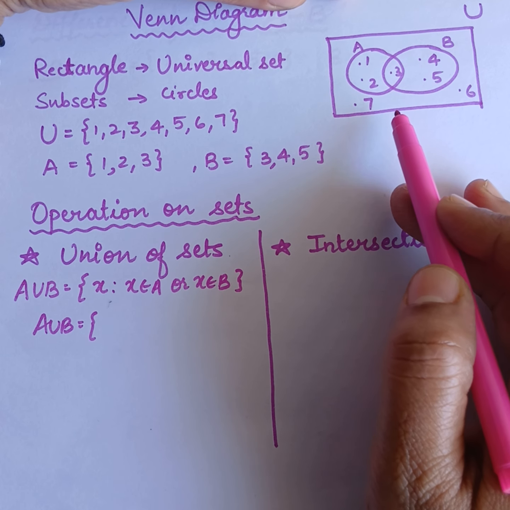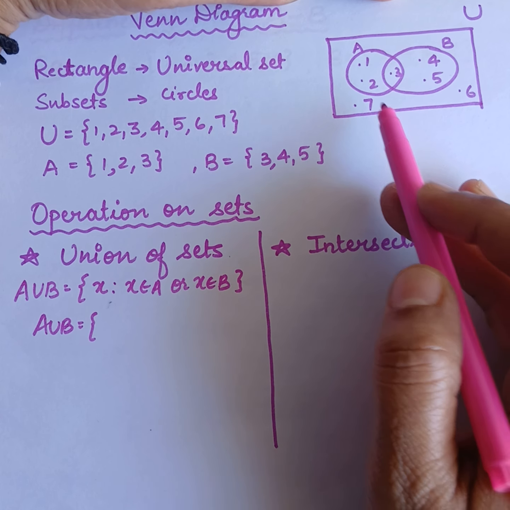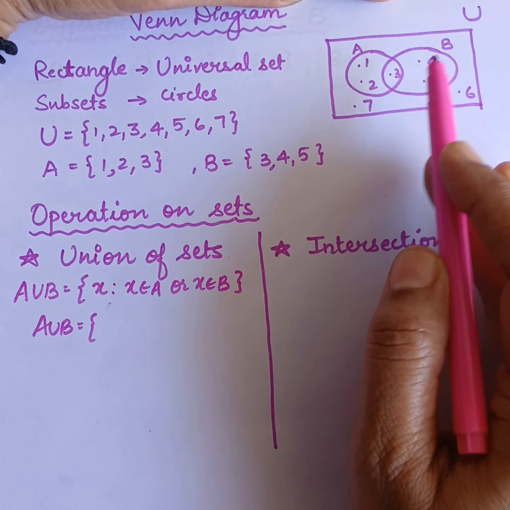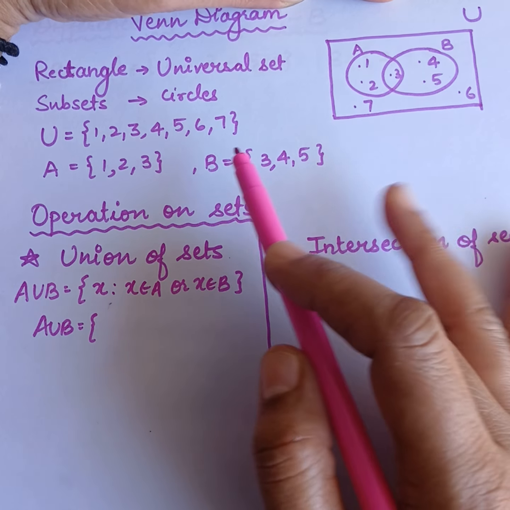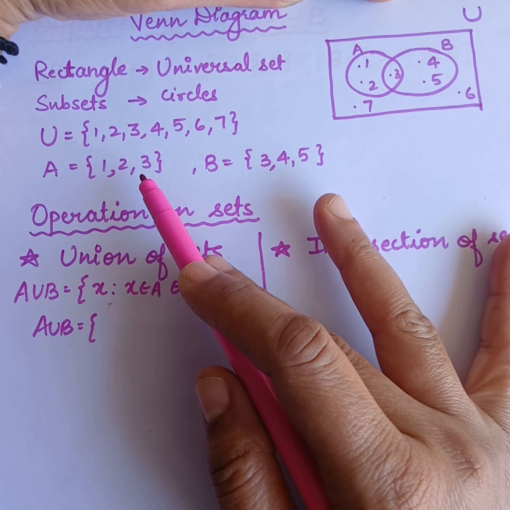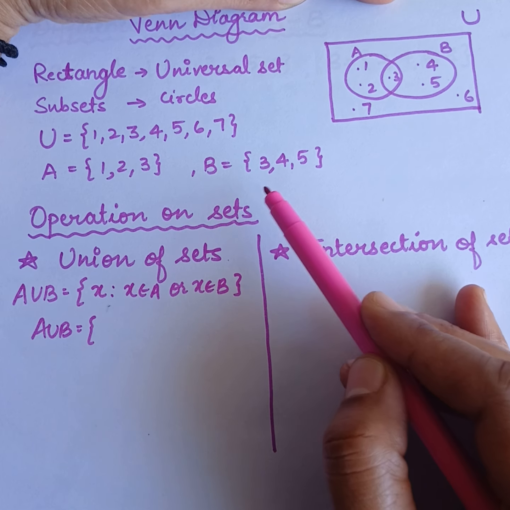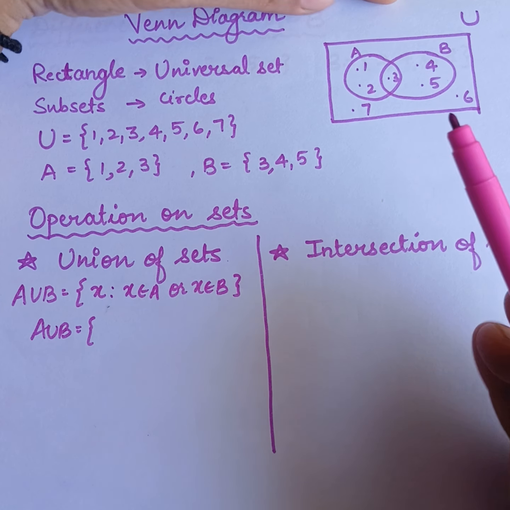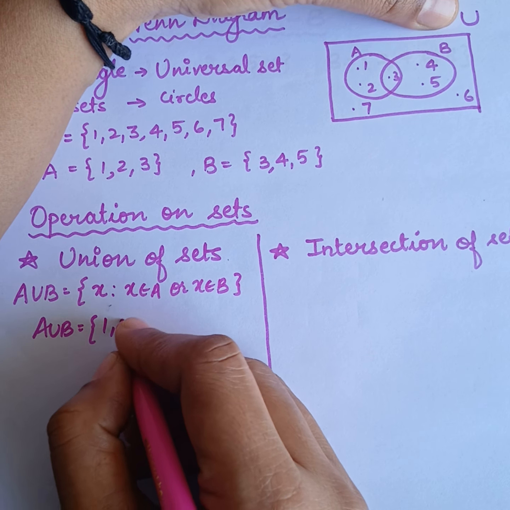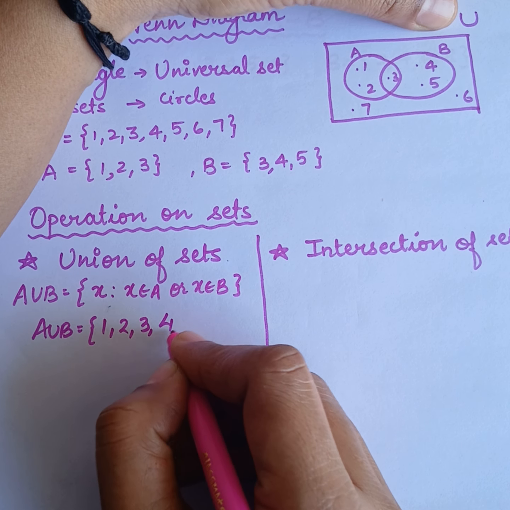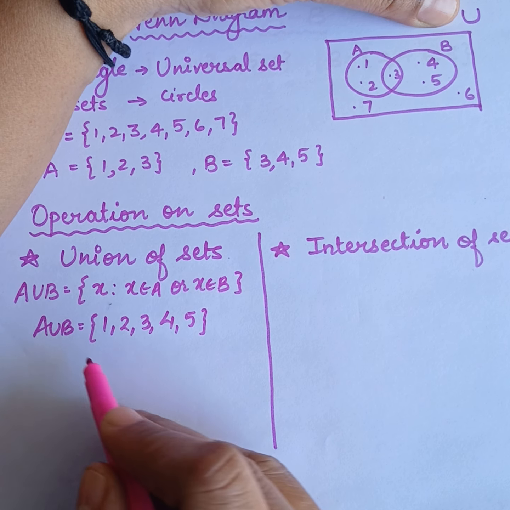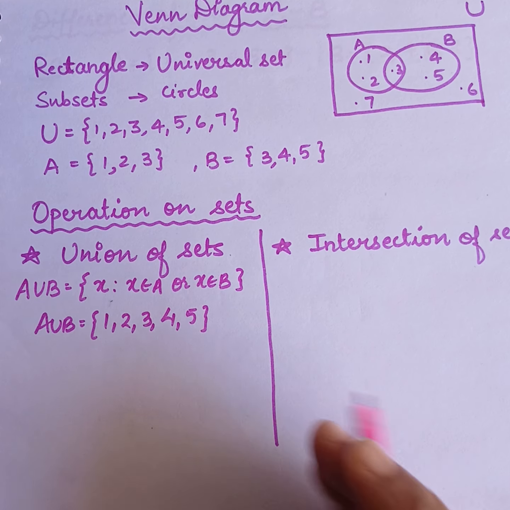So how to write A union B? If I consider this example, A union B will be 1, 2, 3, 4, 5. Repetition is not allowed. A union B means all the elements which are there in A as well as in B should come in A union B. But 3 is coming twice, so we will write it only once. So we will write it as 1, 2, 3, 4, 5. This is A union B.